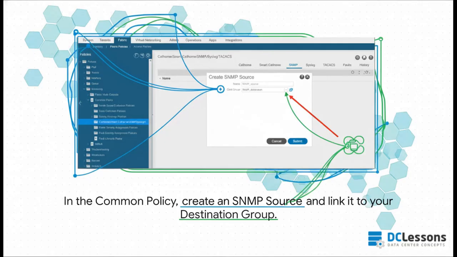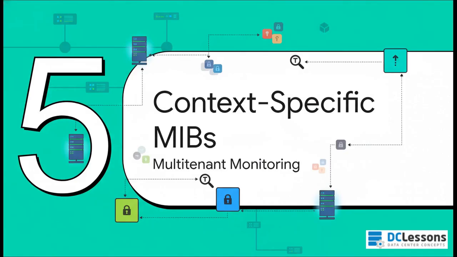And you know what? The actual configuration here is about as easy as it gets. You just pop over to the monitoring policies, create a new SNMP source, give it a name, and then you just pick your destination group from a drop-down list. You're literally just linking two things together. It's that simple.